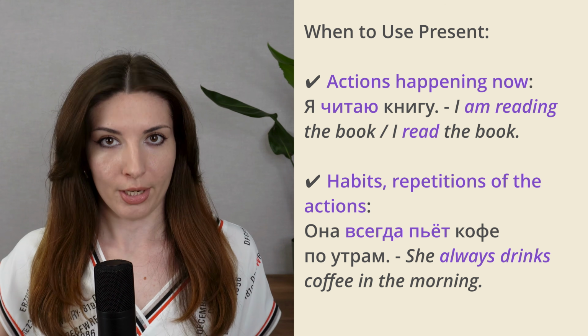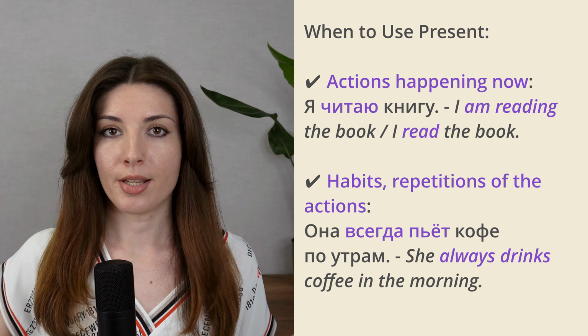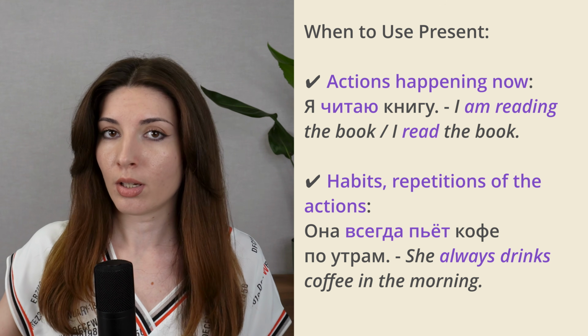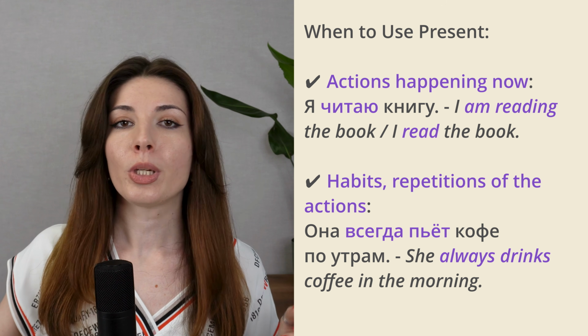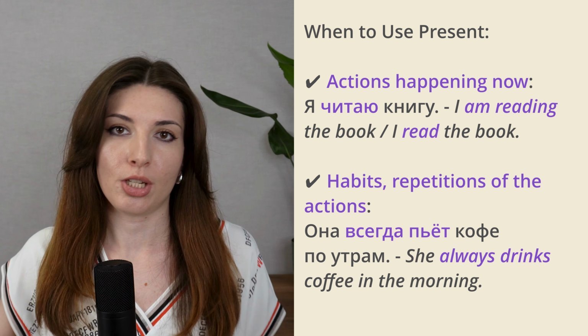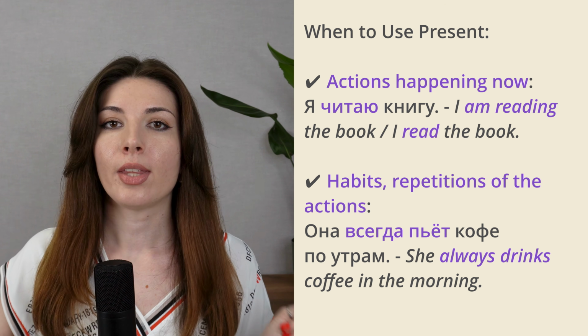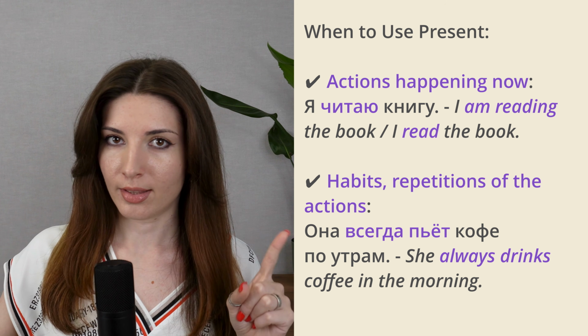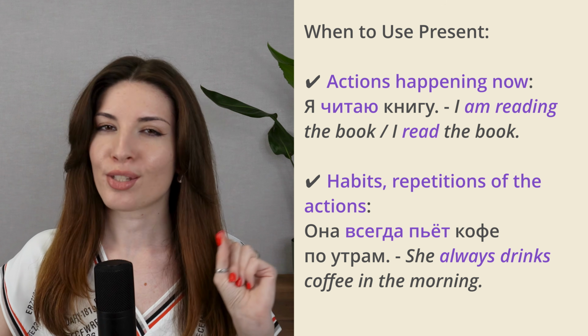Now let's say quickly when to use the present tense. Obviously, when you talk about actions that are happening now. Я читаю книгу. I am reading the book. I read the book. Or when you talk about habits, repetitions of your action. Она всегда пьет кофе по утрам. Всегда пьет. Always drinks.